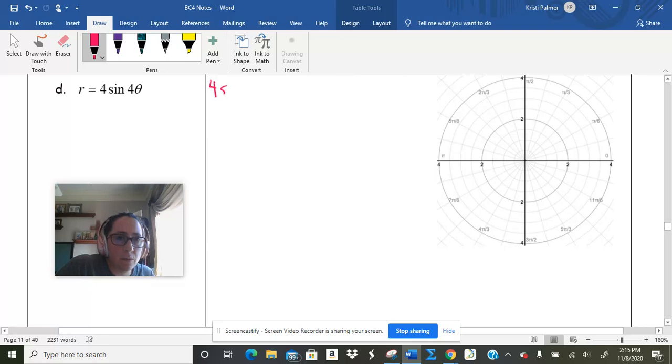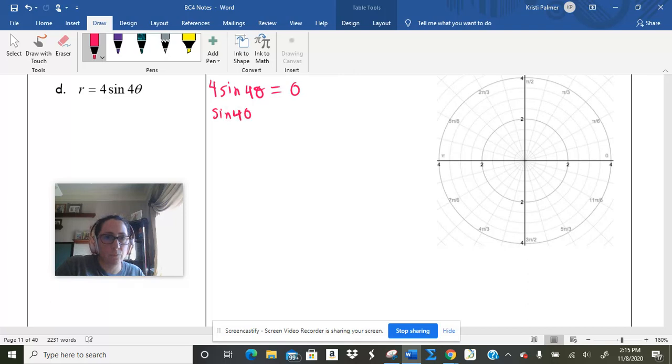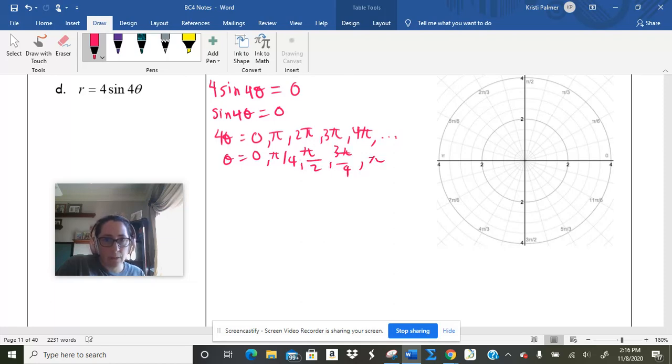So I want to see where this guy equals 0. Basically, where does 4 theta equal 0 and pi and 2 pi and 3 pi and 4 pi and etc. And then I divide by 4. And then I start to repeat because 0 and pi are the same. So I've got 4 tangents at the pole. Is anybody thinking, oh, pedal? Okay, so you're right. Let's go ahead and get those in.